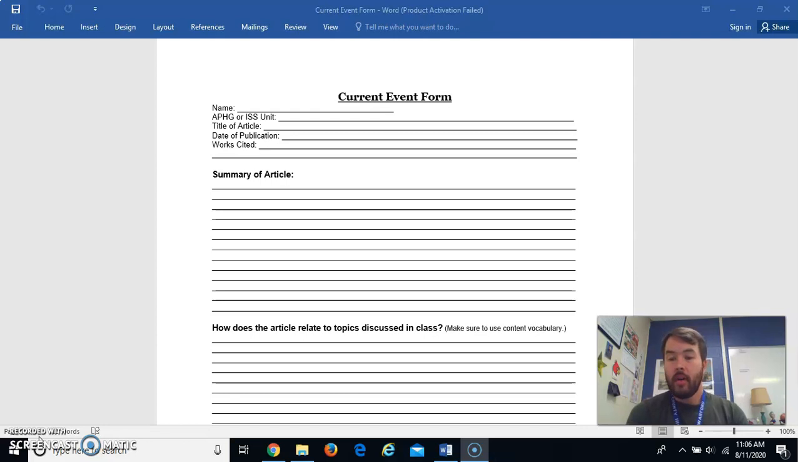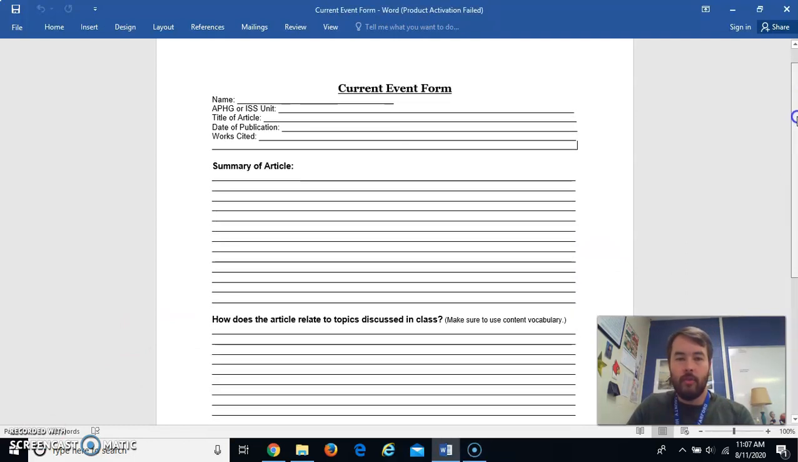You should have already looked in Google Classroom and found a Google Doc that explains this assignment. This is for anybody that is still kind of struggling, doesn't really know what to do. So what you're going to do is go into Google Classroom and find one of the current event forms. I try to make this as simple as possible.